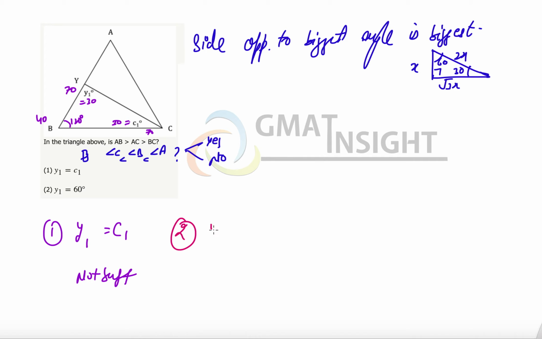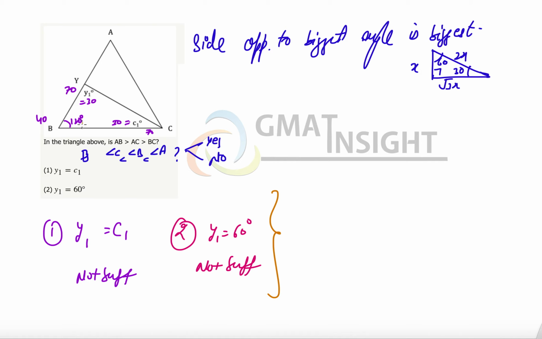Let's look at the second statement, where y1 is equal to 60 degrees. If y1 is 60 degrees, then we don't know anything about c1, because these two angles can take any possible value, c1 could be 90 or b could be 90, and they can be differently distributed. So the second statement as well is not sufficient to answer the question. Now our only aim is to see whether together the two statements are sufficient or not.